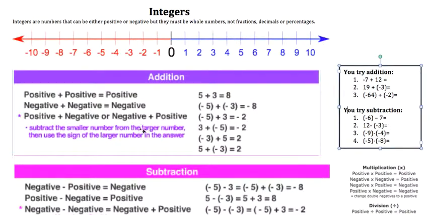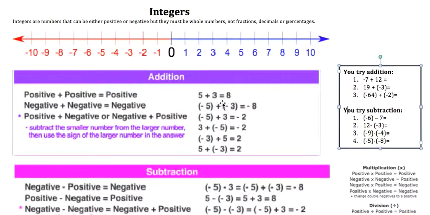With addition of integers, when we've got two positive integers, for example 5 plus 3, we start at the 5 and then we add on 3. So we go to the right of the number line here. 5 plus 3: 1, 2, 3, and our answer is 8. A positive number plus a positive number equals a positive number. That's something that we're all very comfortable with and used to.